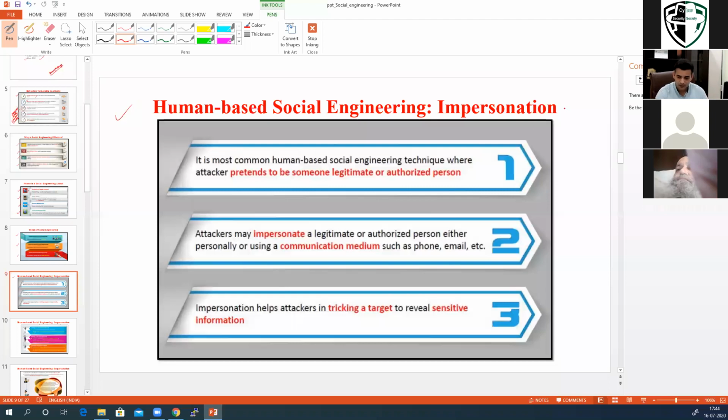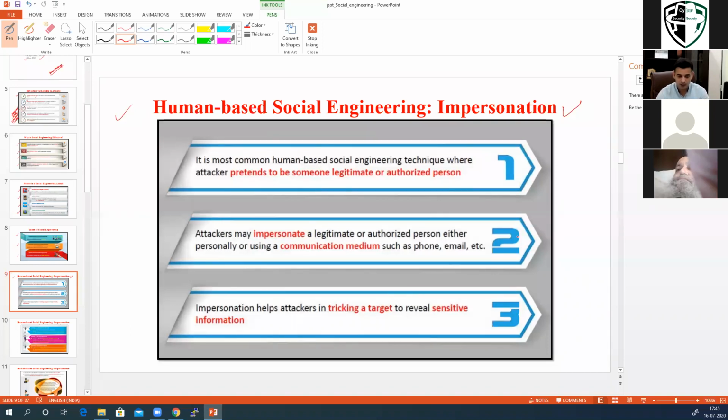This impersonation may be either personal or behind a communication channel, such as while communicating by email or telephone, etc. It can be any of these. I have distinctly categorized some points, so I will get into them to make it clearer. In the first point, which is a very common one, the attacker pretends to be someone legitimate or an authorized person. Legitimate means someone who actually exists, but the attacker will pretend to be that person, so that you can trust them.